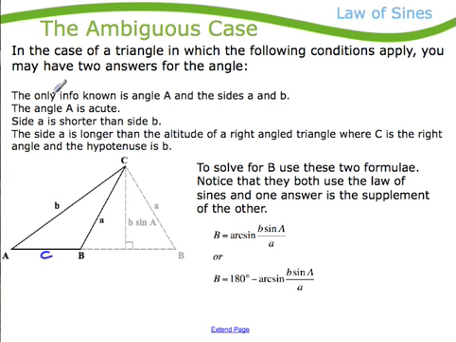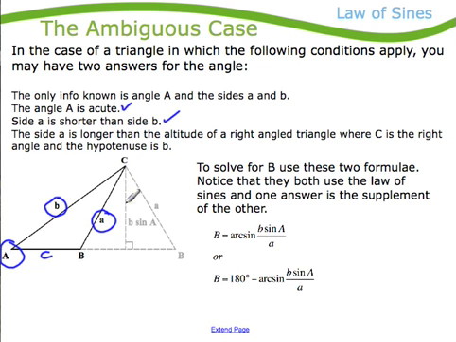So that says the only information known is angle A, so I know this, and the sides A and B. So that's the three pieces of information I know. I know this angle and its side, and I know one of the other sides. Another piece of information that has to happen is that the angle A must be acute, and side A, this one, has to be shorter than side B. And then side A has to be longer than the altitude.